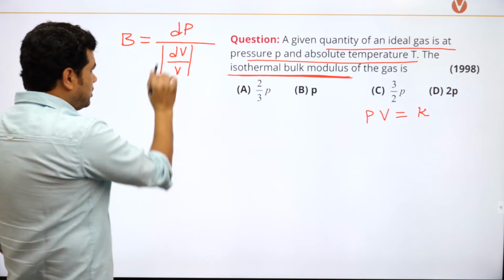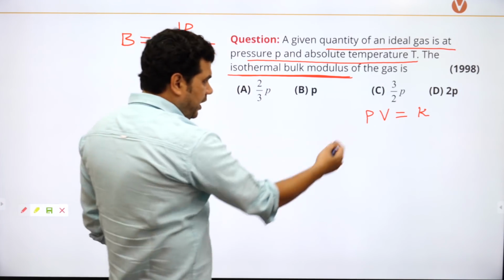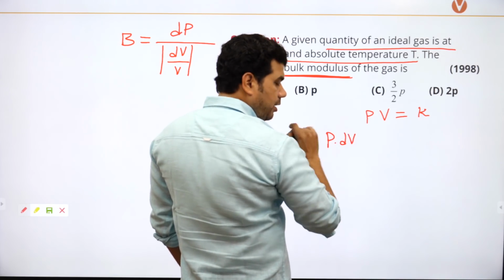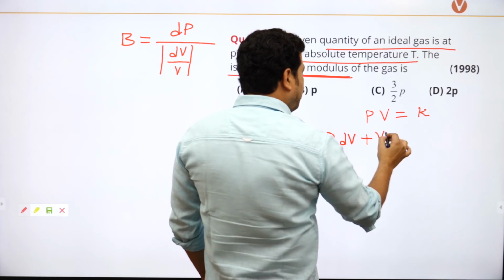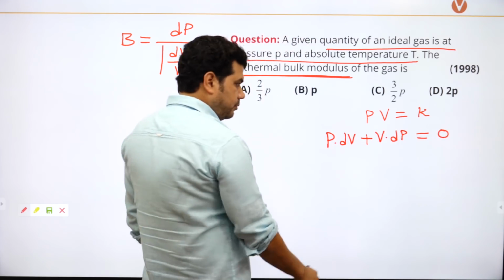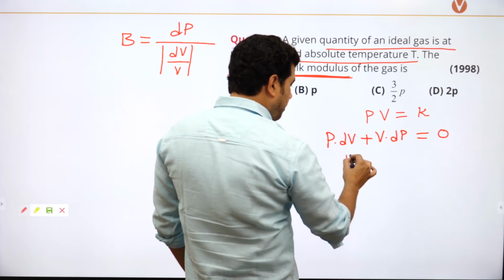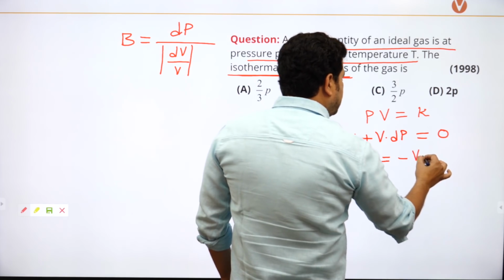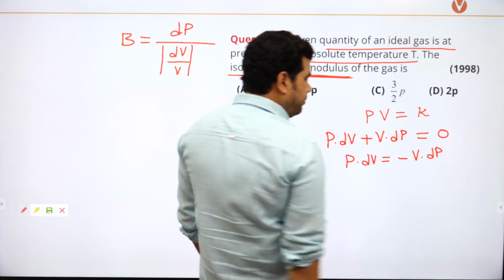Okay, so we have to find this. So how can we find it? Just differentiate it. P dV plus V dP is equal to 0. Here we can say P dV is equal to minus V dP.